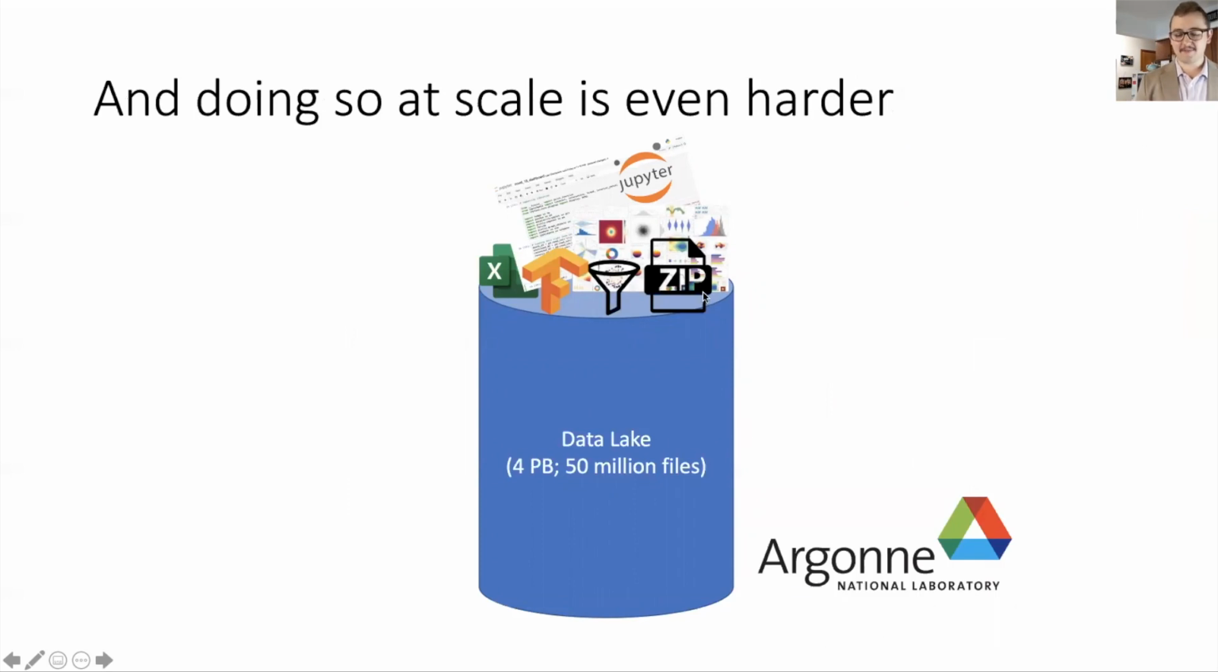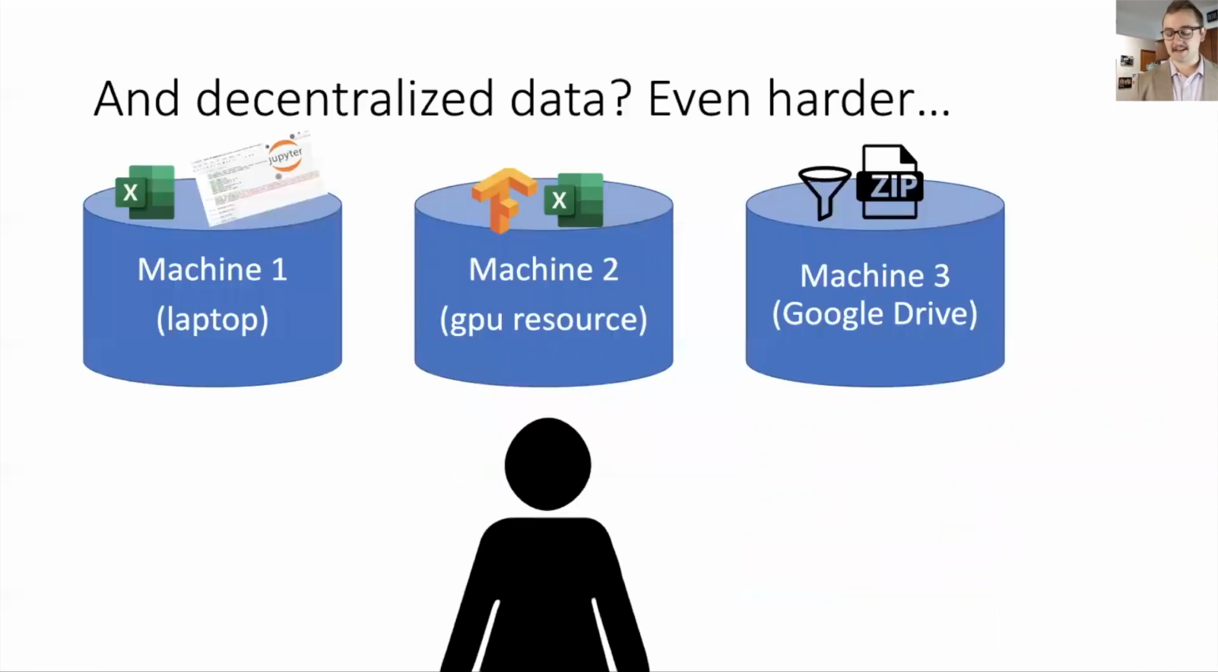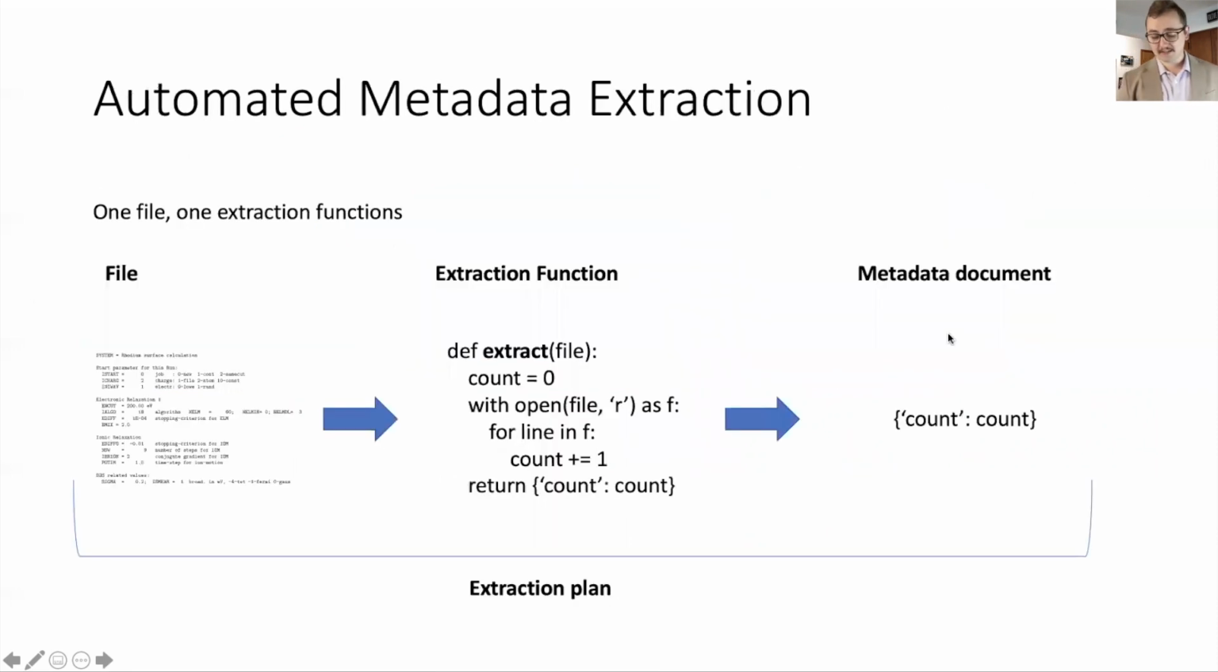At Argonne National Lab, they have this repository called Petrel that has 4 petabytes of data, 50 million files, and it's not even the biggest one in existence. A lot of these companies have exabytes of data that they secretly store and don't share with anyone. But even internally, this is a big problem. How do you search or make these data FAIR, F-A-I-R? And then if you move these data across multiple repositories, such as having some things on your laptop versus having your machine learning model on the resource versus having that thing you zipped up on your Google Drive, super, super difficult.